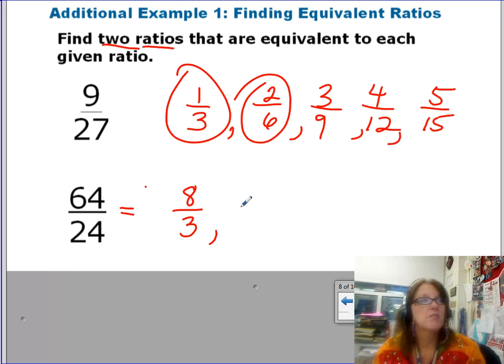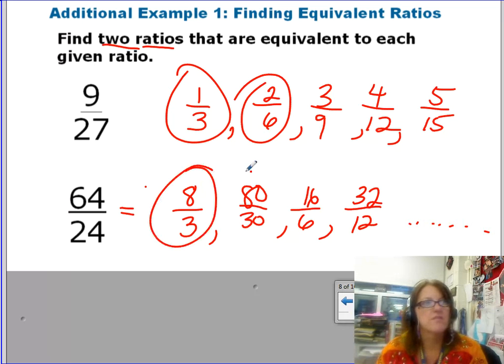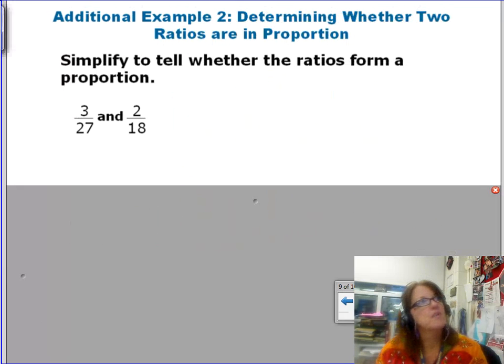Okay, give me anything else that's equivalent to that. Oh, maybe you want to say 80/30 or 16/6 or 32/12, or I mean there's tons of possibilities. You just have to give 2 of them. Okay. Let's see. What else are we going to have you do today?